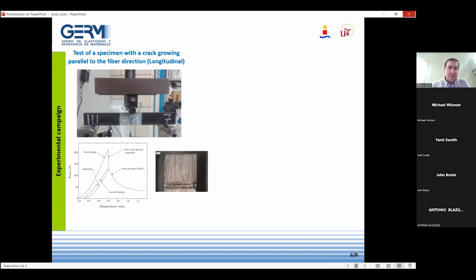This is a view of the test of one of the longitudinal coupons. Notice that the fibers are vertical, so the crack propagates parallel to the fibers. And this is an example of a typical curve in which we perform a preload, then we let the crack propagate unstable. We really generate the crack. Then we unload fully the coupon, and then we reload the coupon, obtaining unstable crack growth. This is a view of the failure surface.